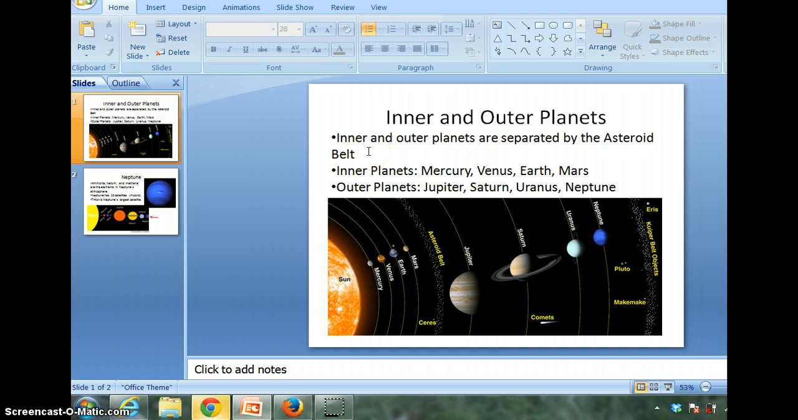I gave a brief description of why the inner and outer planets are named that, because they're separated by the asteroid belt. I listed them in order, and I thought that this visual was much better to show here are the inner planets, they're separated by the asteroid belt, and then these are the outer planets.